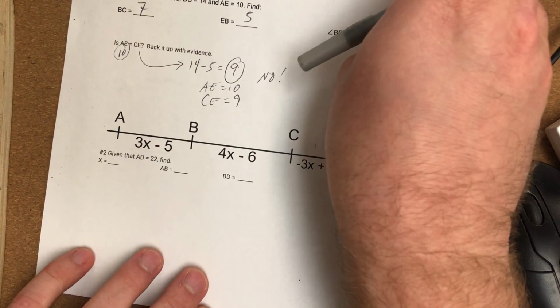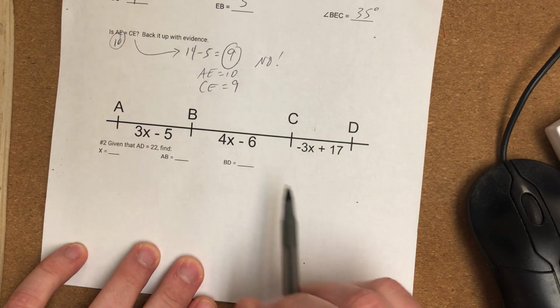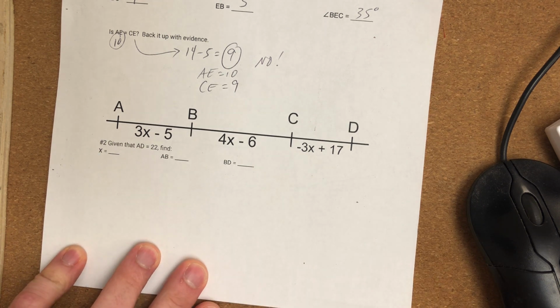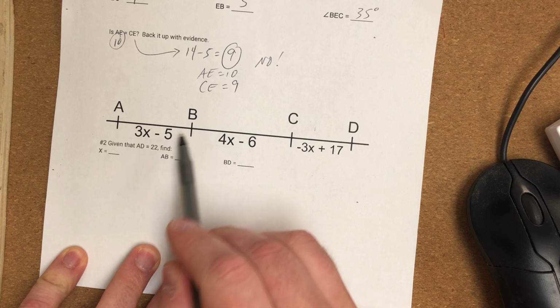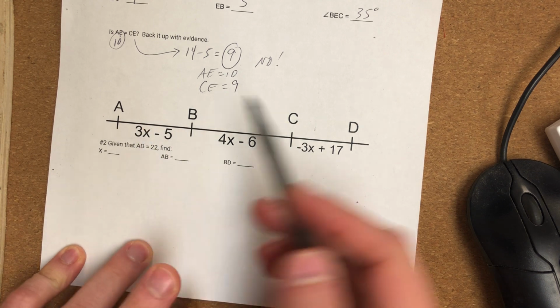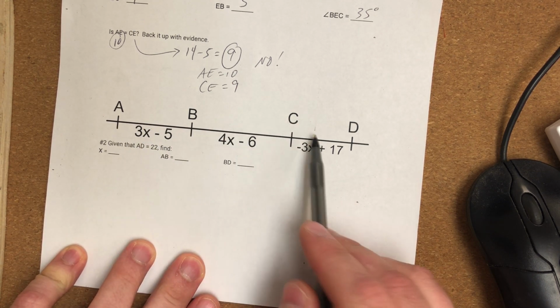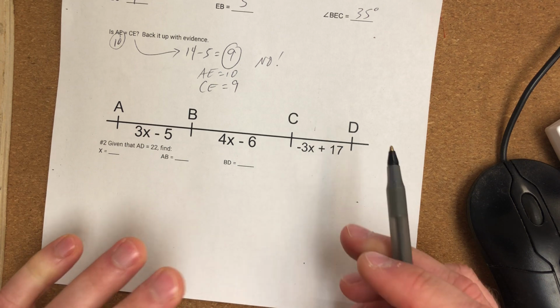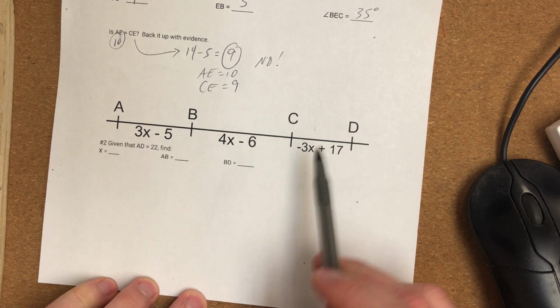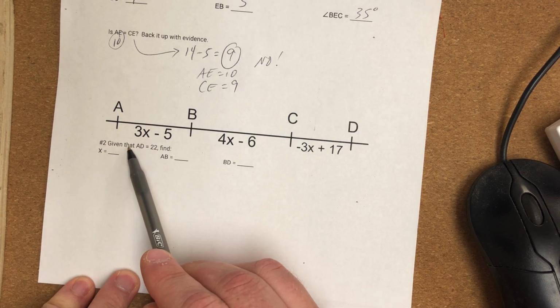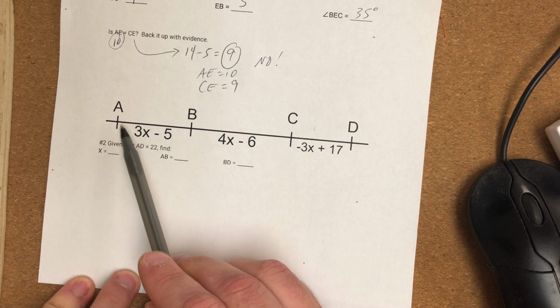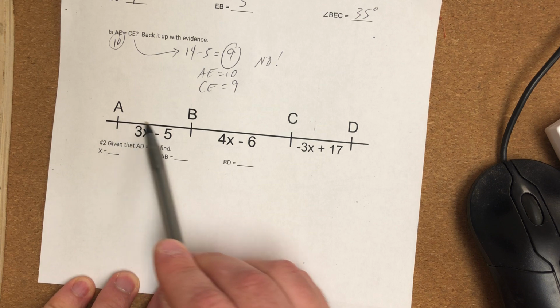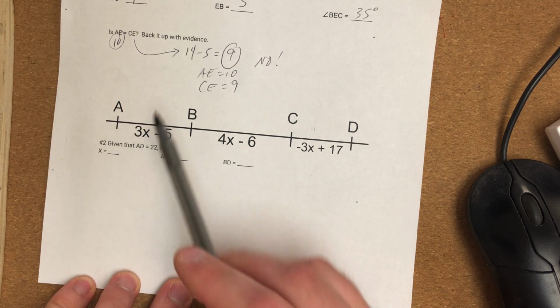Next, we come to a number line. On this number line, we see this is 3x minus 5. We see this is 4x minus 6. That's like from here to here, that's how far it is. From here to here, that's how far it is. And from here to here, that's how far it is. If we knew what x was, we could actually plug it in and find these different things. So it says, given that AD is 22, find x. So AD, that's from A all the way to D. That's the whole thing.